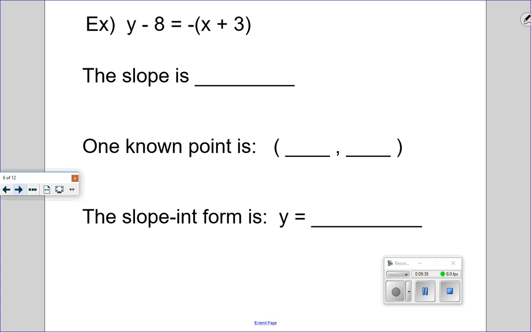Okay, one more like that. Again, take a pause, look at that equation in point slope form, and try to identify the slope, the point, and rearrange it to put it in slope-intercept form.